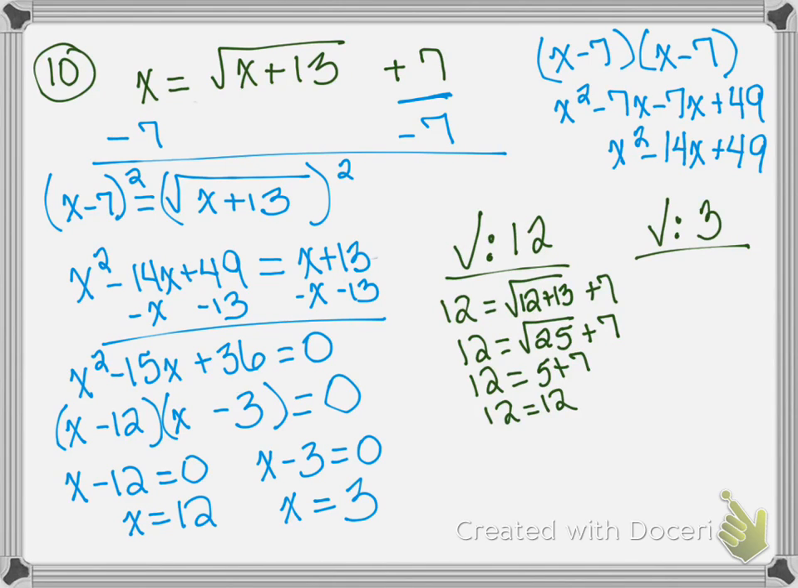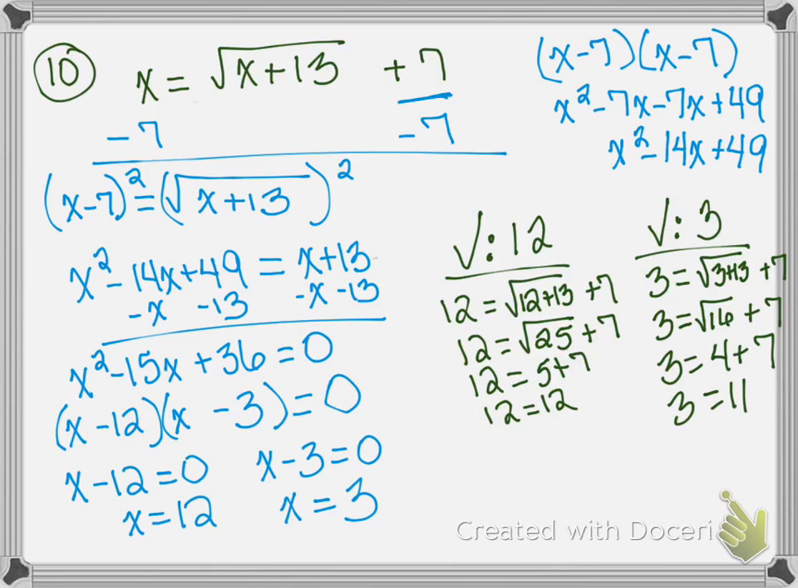Now I want to check 3. I'm going to check 3. So I have 3 equals the square root of 3 plus 13 plus 7. 3 plus 13 is 16, so I have the square root of 16 plus 7. Square root of 16 is 4. Does that work? No. I have to do something that shows I have to throw that out. My only answer to this is x equals 12. That's my only answer. Okay?